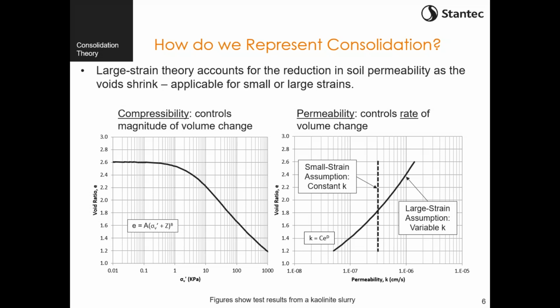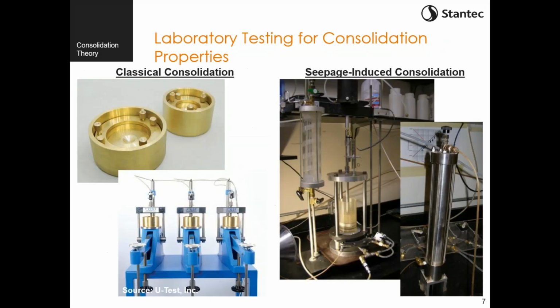So we've got permeability affecting the rate of consolidation. We've got compressibility that affects the magnitude of the volume change. So these two things hopefully make sense. I'll pause here in a few moments to take some questions, but for right now, I'm going to move on. If you could give me just another 5, maybe 10 minutes.